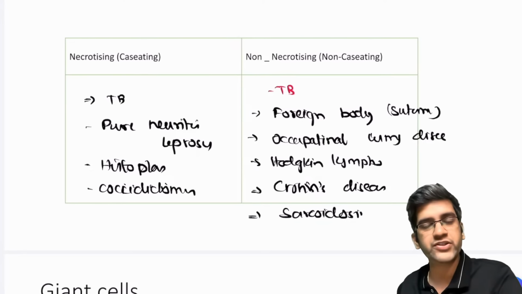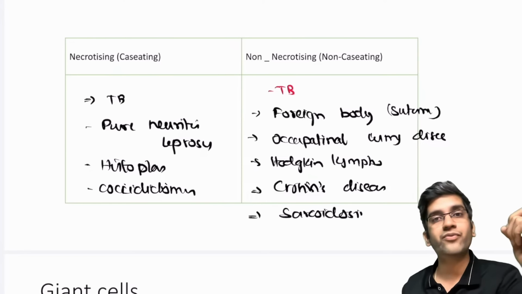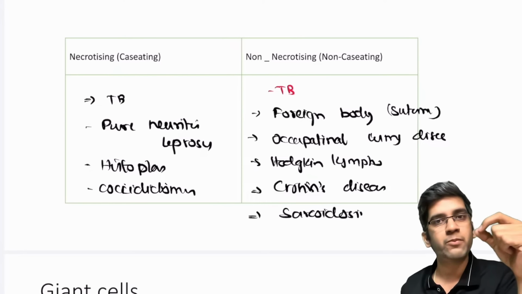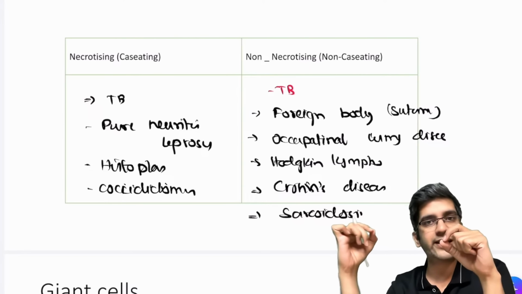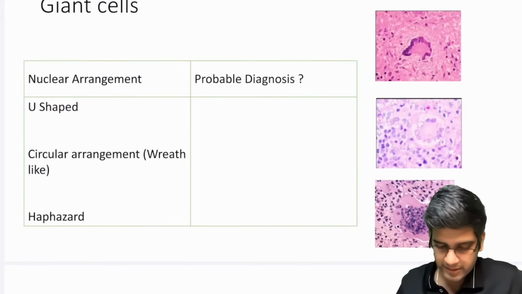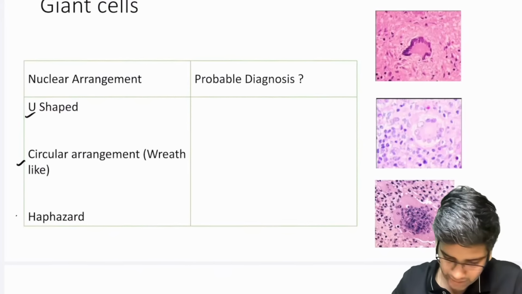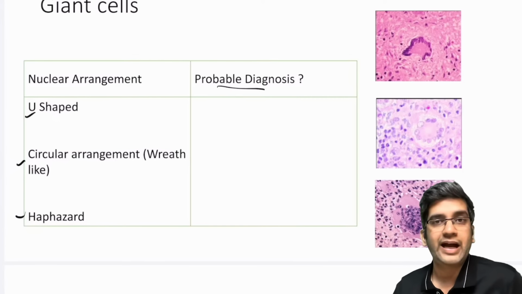So you know non-necrotizing and necrotizing granulomas. Once you're done with that, a few exceptions or elaboration of giant cells, because giant cells will easily take half a page for you to draw and explain. That will attract the examiner's attention as well, right? So what are giant cells? Based on the nuclear arrangement, we come to a probable diagnosis. That's the goal.